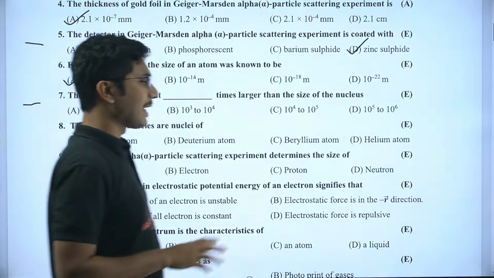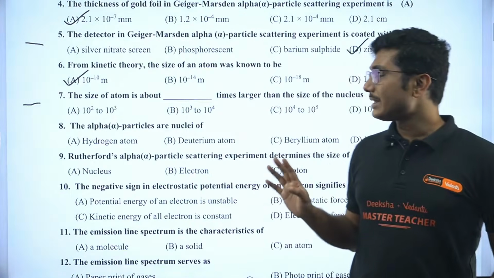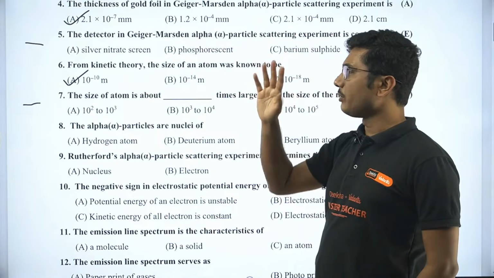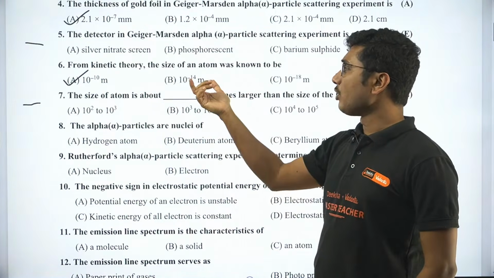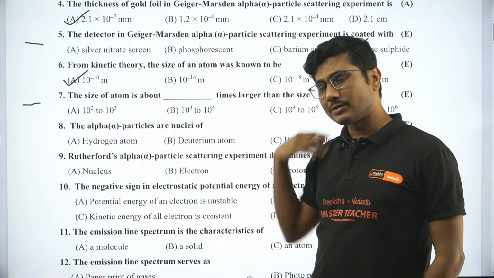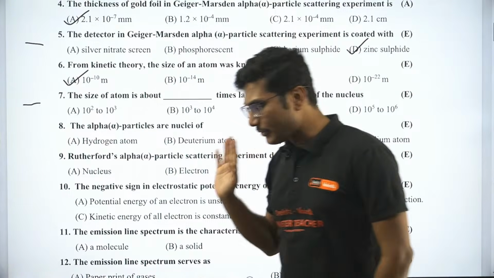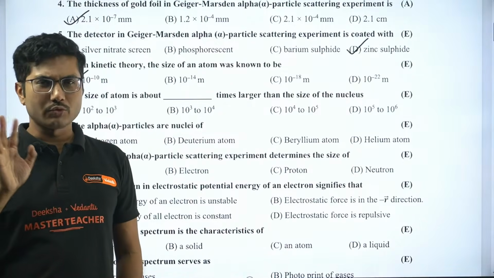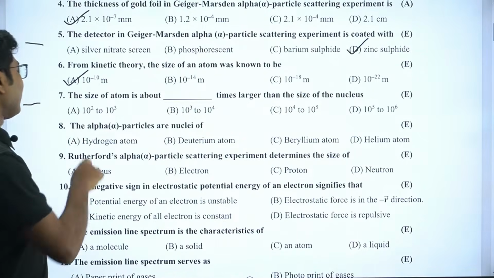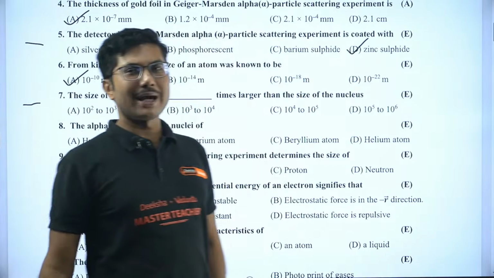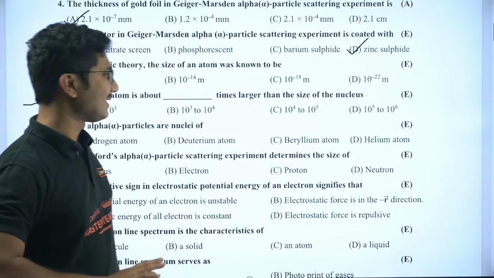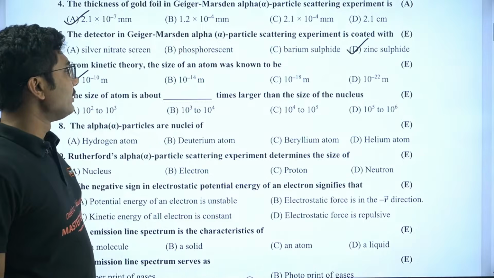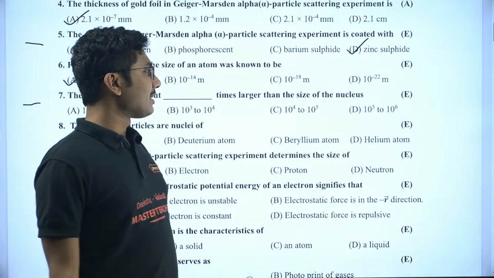The size of the nucleus is much smaller than this. The size of the nucleus is somewhere around a Fermi, around 10 to the power of minus 12 or so, not even 10 to the power of minus 4, which is even smaller than the nucleus. But the size of the atom is 10 to the power of minus 10, around minus 10 to minus 8. The size of an atom is about dash times larger than the size of the nucleus.